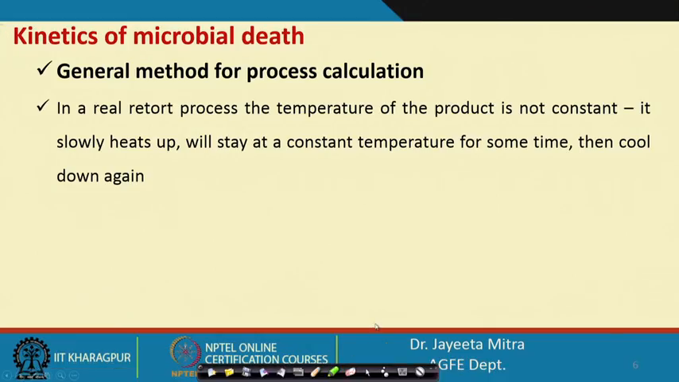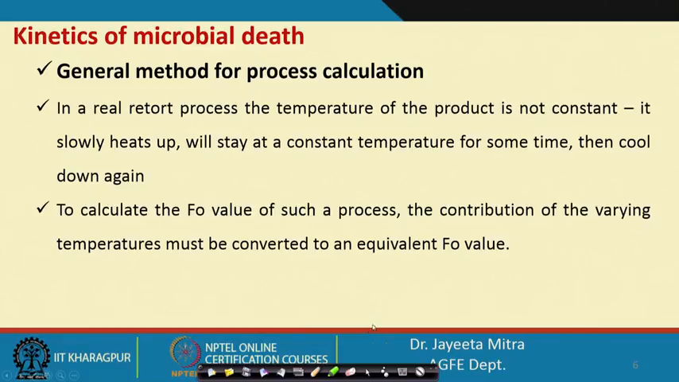So, to calculate the F0 value of such a process, the contribution of the varying temperature must be converted to the equivalent F0 value. That means, if the process goes through various temperatures, we want to convert it to F0 value, so what all those temperature-time combinations contribute to the F0 value. Individually at each temperature we calculate them, and then we sum them up to get the final F0 value.